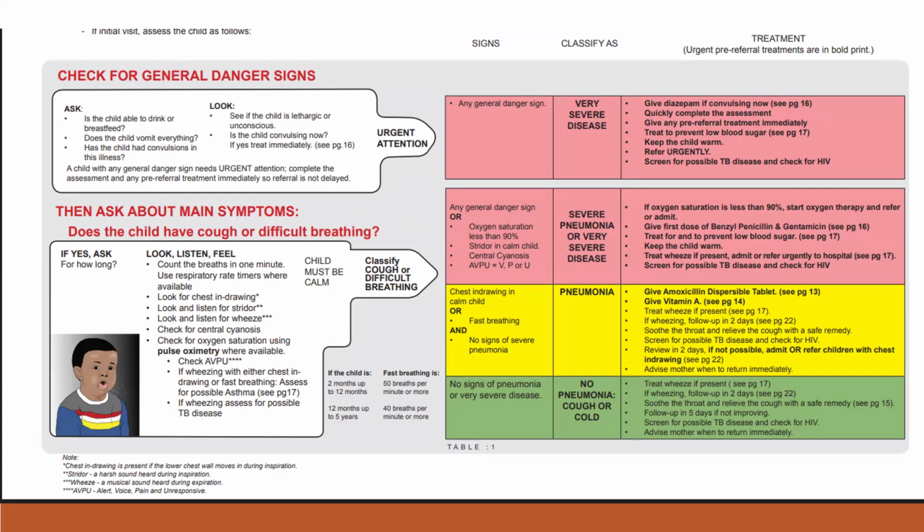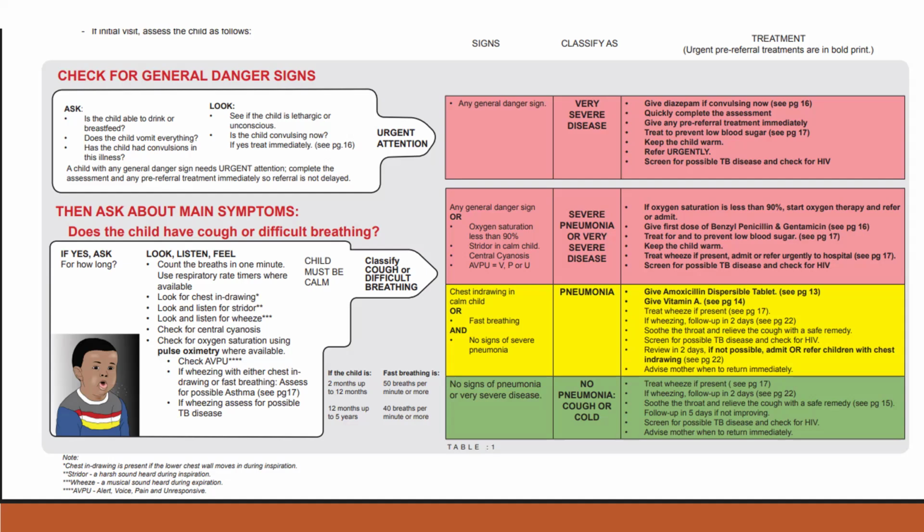So the upper part of this portion refers to the very severe disease. As you can see, it is pointing towards the right side of the column, and the upper part of the right side of the column shows that the patient has a very severe disease. So we will treat the patient accordingly. Then if there is no general danger sign, we can ask the mother about the main symptom. Does the child have cough or difficult breathing? If yes, then you can ask for how long.